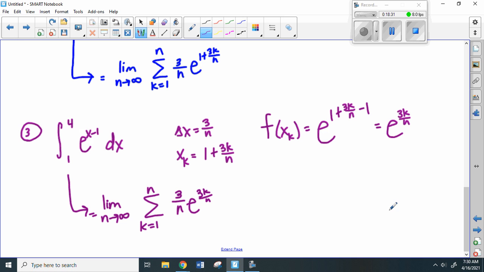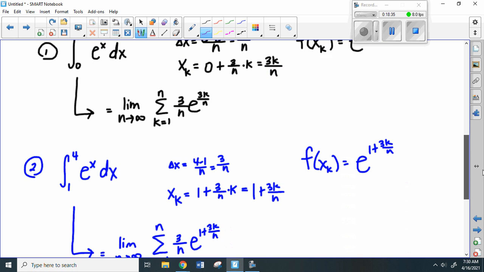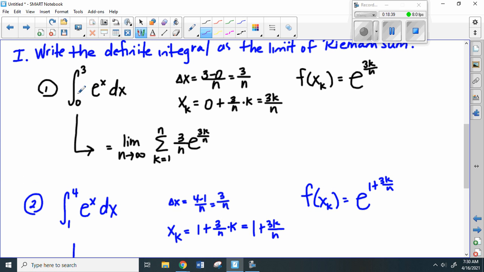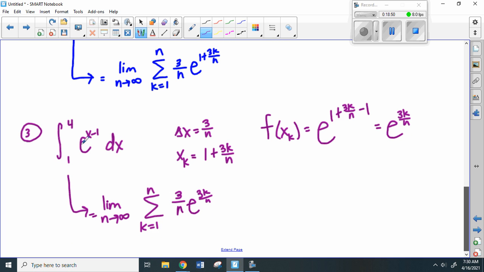Which actually is identical to the first one we did. And I want to talk about why, okay? So the first one we did would be the area from 0 to 3 of e to the x, all right? The last one we did is the area from 1 to 4 of e to the x minus 1.